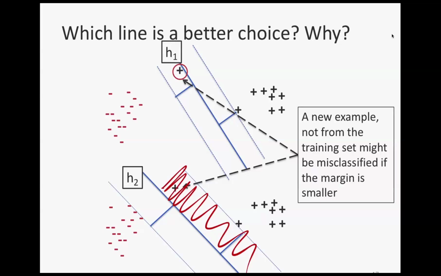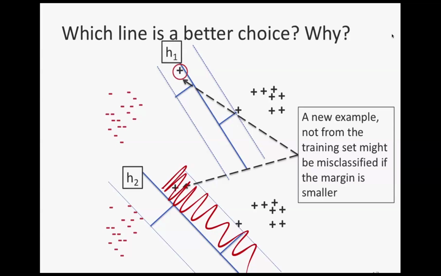H2 is a better choice, and the formal reason for that is because it has a higher margin. But that's weird, right? It has a higher margin, but both H1 and H2 are linear classifiers in D dimensions, and linear classifiers in D dimensions have a VC dimension of D+1. VC dimension does not seem to tell us anything about whether H1 or H2 is better. And yet, there's an intuition that H2 is better. Can we somehow formalize that intuition?